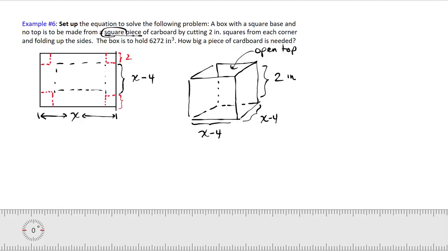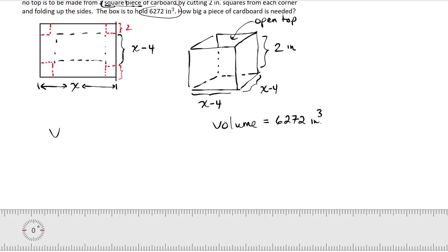And the volume is given, which is 6,272 cubic inches. And recall that the volume, I'll use the letter V to represent that, for a rectangular solid, it's length times width times height.